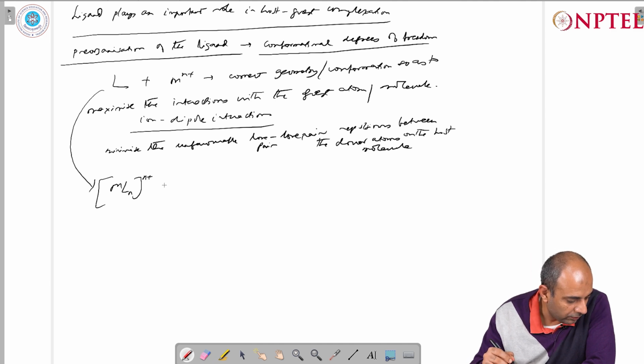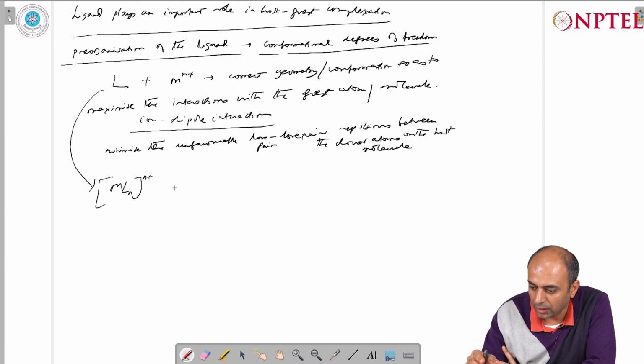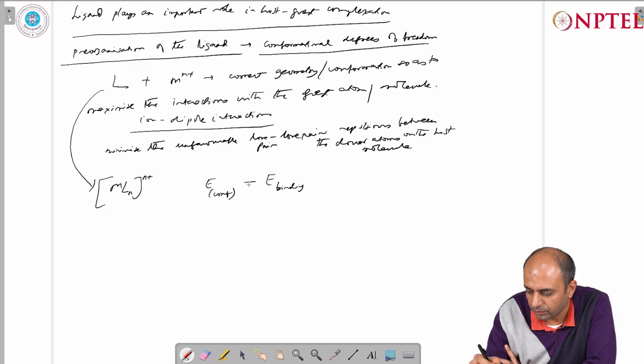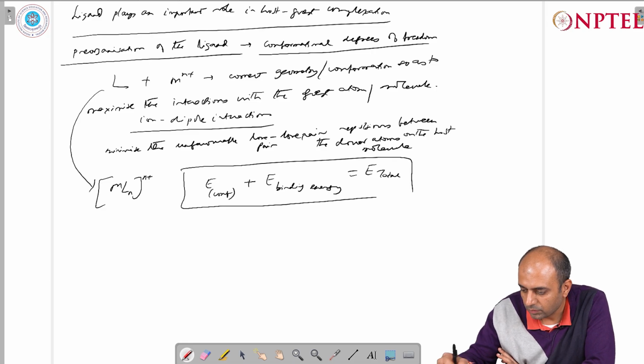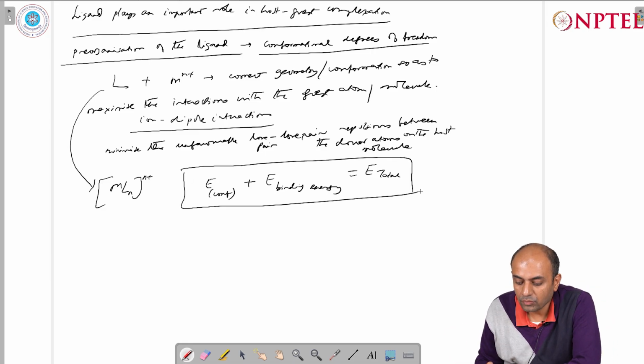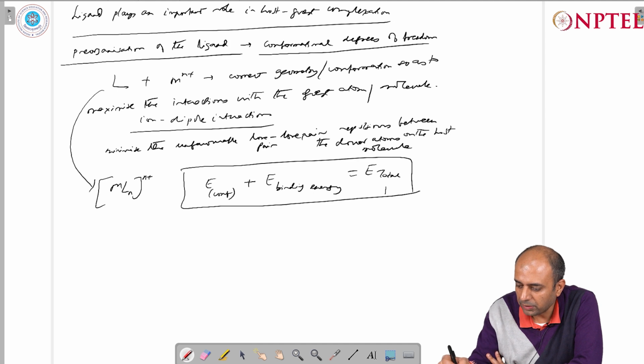So, overall we see that when you have the complexation process, there are two factors. One is that energy is necessary to bring about a change in conformation. So, there is an energy change due to conformation, and there is the binding energy, and together these define the E total. And we want the E total to be negative.